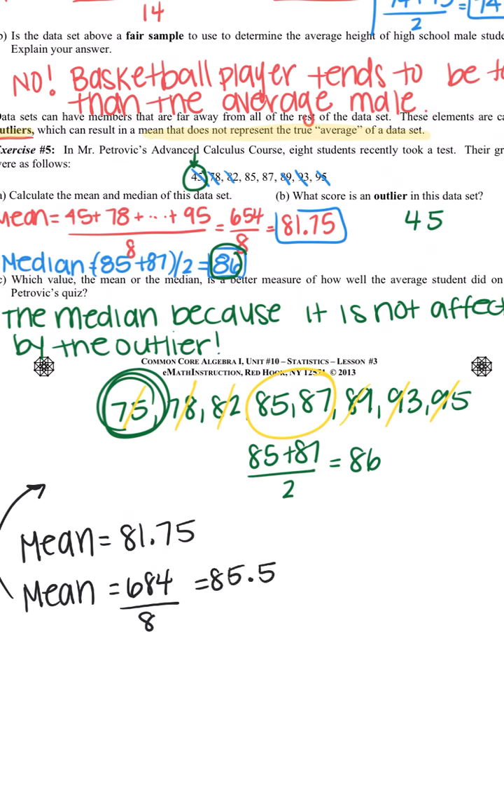So look how much my mean changed. It's almost an 86, and it was an 81, almost an 82. So it changed drastically just by making that outlier closer to the data. So an outlier will really affect our mean. So if in your set of data you ever have an outlier, your median is always the best number to truly represent the average of whatever you're talking about.